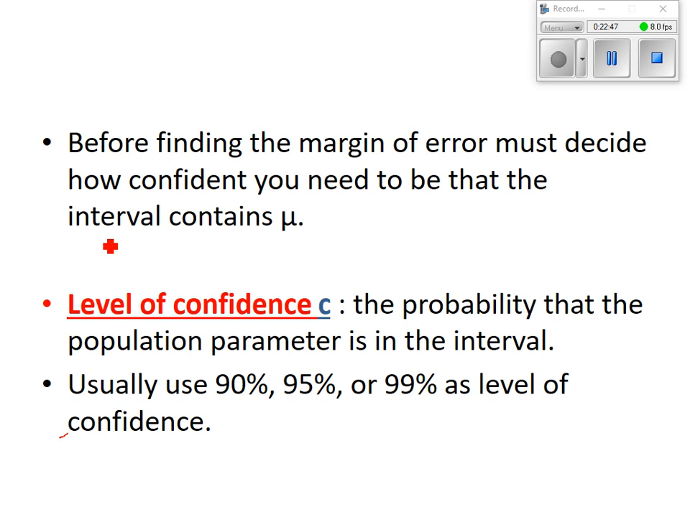Before finding the margin of error, we must decide how confident we want to be. Again, I wouldn't write this down. That's just telling you something. I would write this down: the level of confidence. Level of confidence is C. That's what we use to represent it. And it's the probability that the population parameter is in the interval. Notice it says the population parameter. So we look at that interval that we just made, and we want the probability that that parameter is going to fall in that range, in that interval.